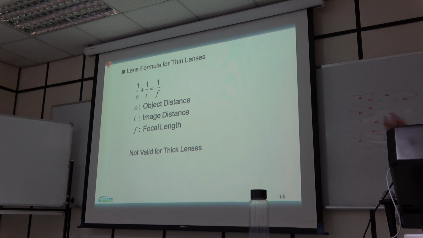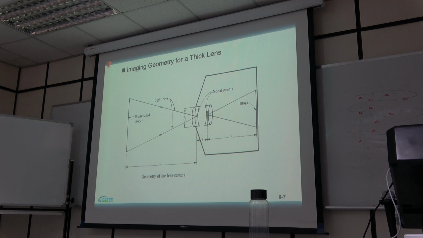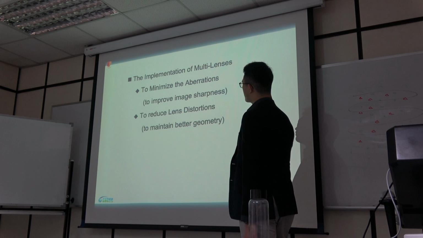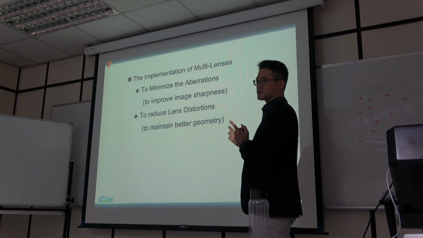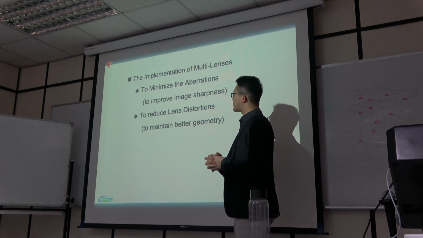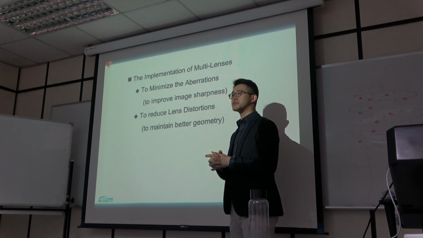So right now, the reason that we need to use multiple lenses compared to just one single lens is actually because of these two reasons. One is to minimize the aberration. Aberration in Chinese is called 色相差, 色彩的色, 相片的相, 差异的差. The reason for the aberration is because different wavelengths have different refraction angles.